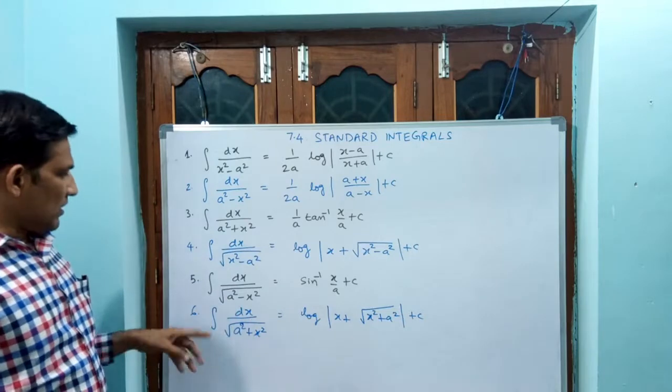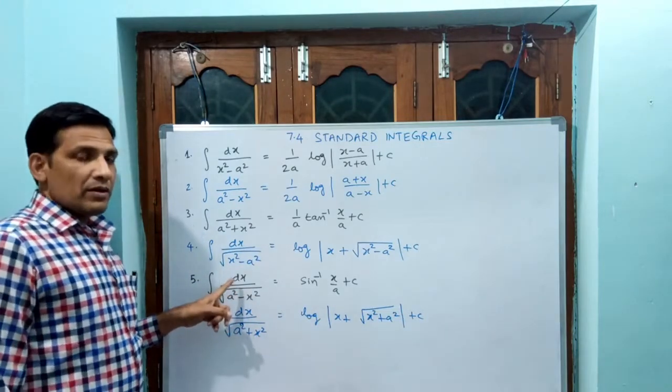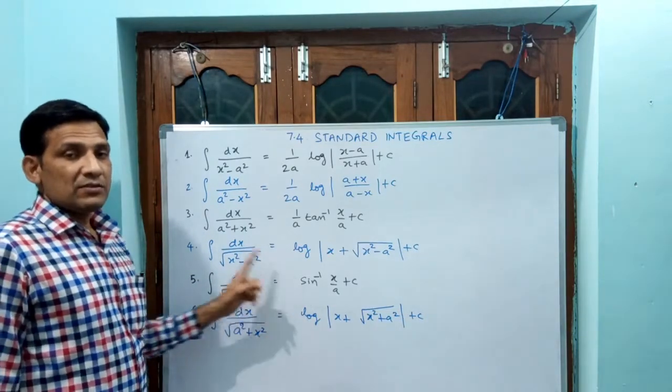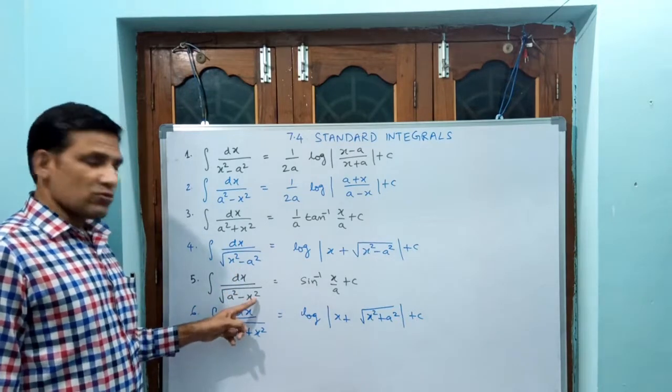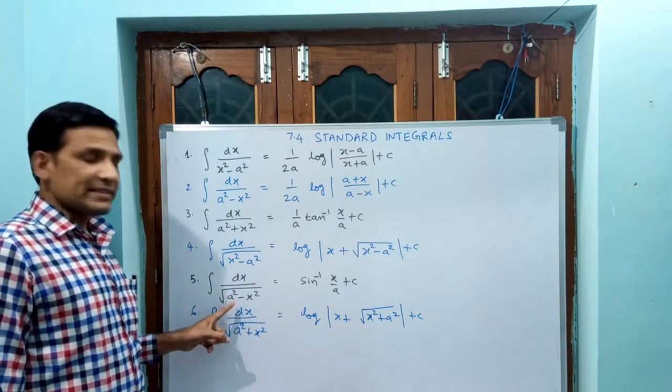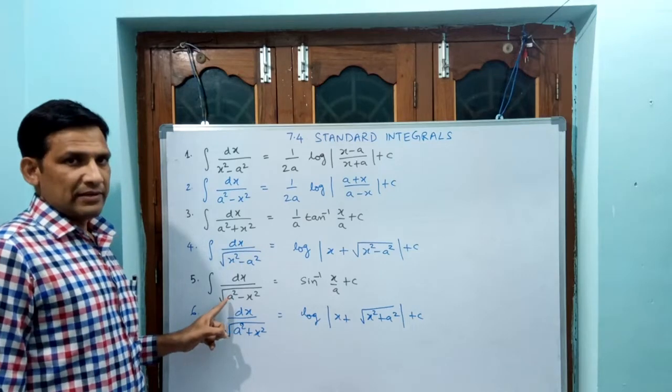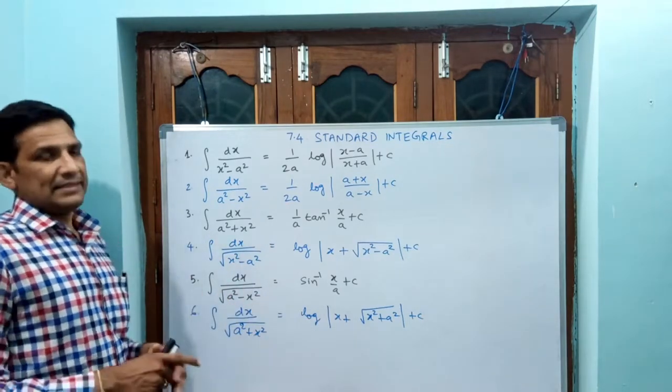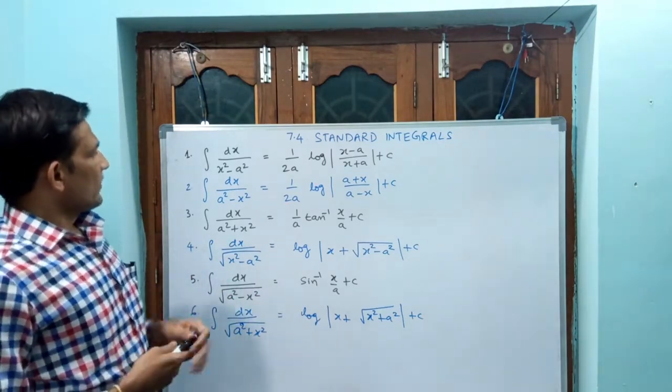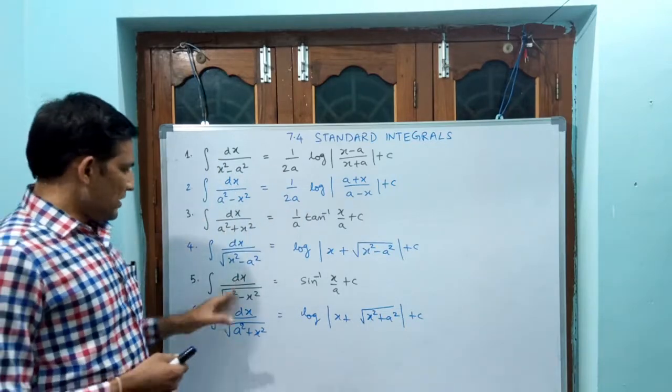Come to here. D by dx of sin inverse x is 1 by square root of 1 minus x square. Rather than 1, we are taking a or a square. Like this, you have to analyze. That is one thing. These 3 I have told, and here I want to tell about the rest.